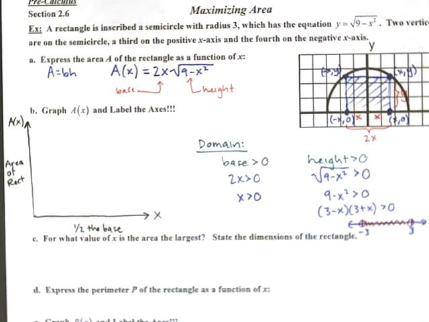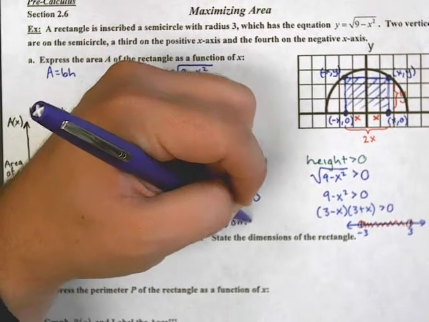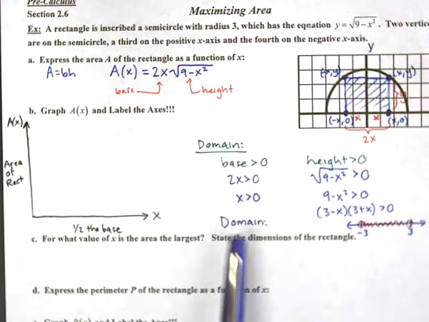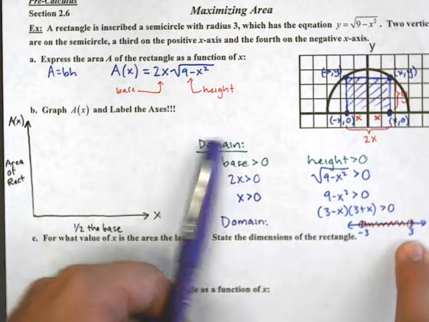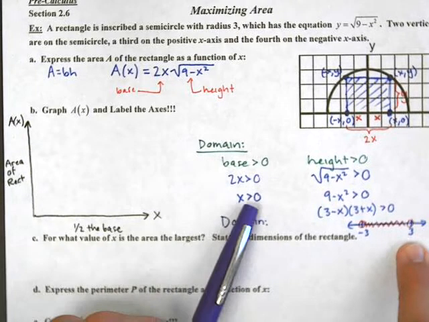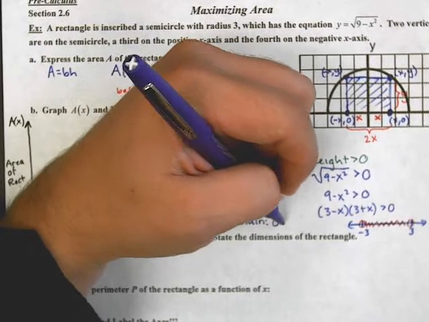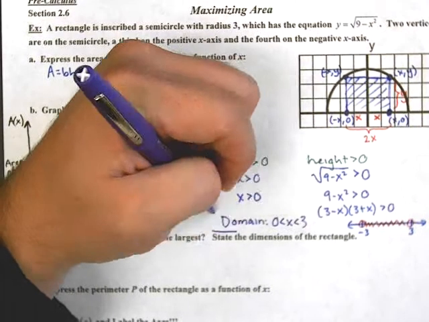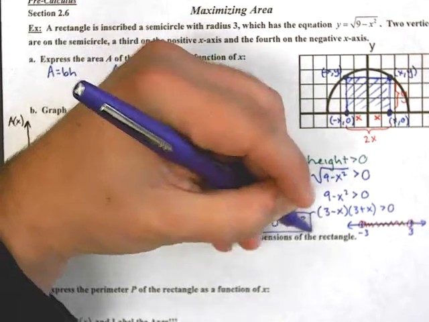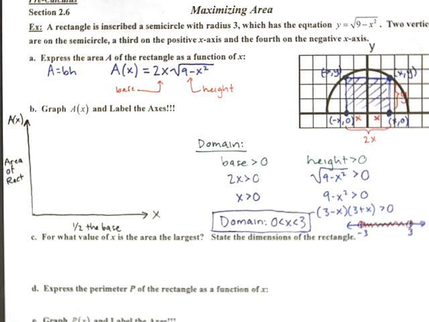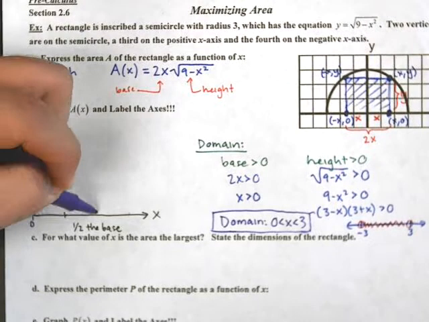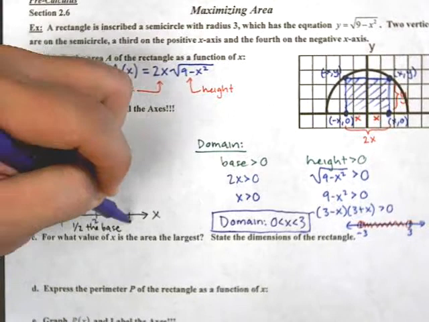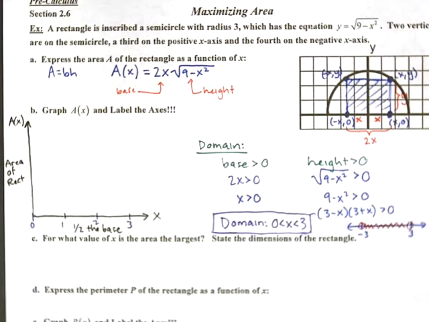So when I put these two concepts together, I get that the domain is, well, from my height, I know it has to be between -3 and 3. But if I add in this extra piece that from the base x has to be greater than 0, well then I know that my final domain is, sorry, 0 is less than x is less than 3. So very similarly to last time, I could go 0, 1, 2, 3. And that is a good start.